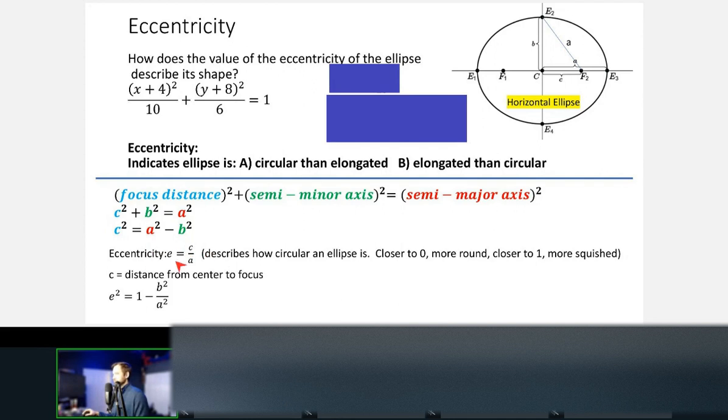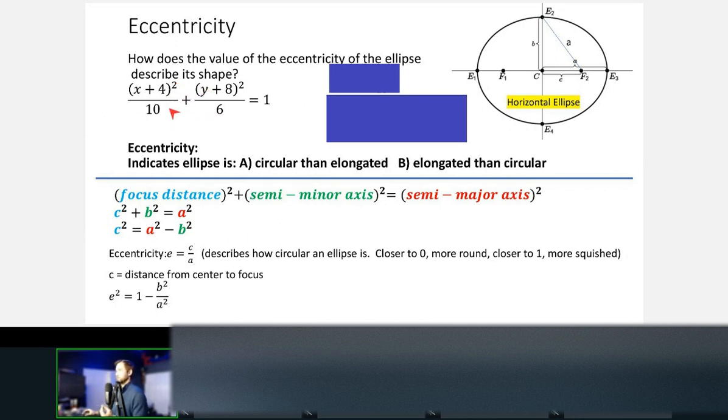You shouldn't use this because if you're given an equation, it gives you right away B squared and A squared. You just got to plug those in. So class, tell me, looking at this equation, what does B squared equal? Yeah, B squared is definitely 6. What does A squared equal? Yeah, 10.